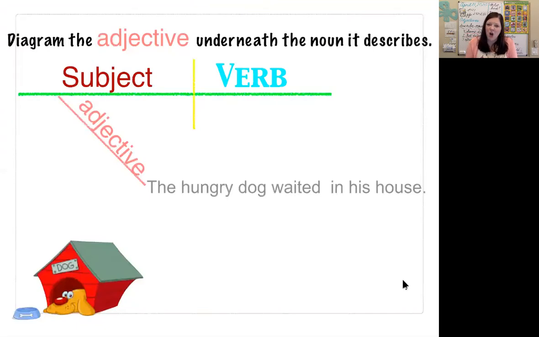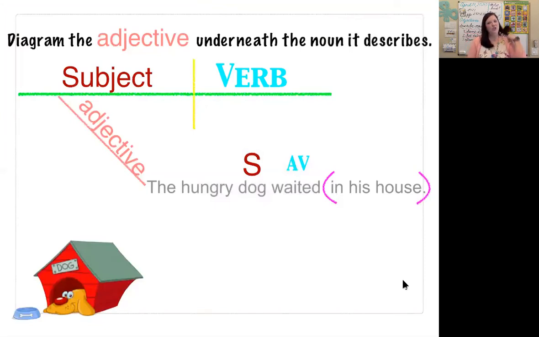The hungry dog waited in his house. Now, we've already talked about prepositional phrases, so I'm going to put those in parentheses. There's our action verb, waited. Who is doing the waiting? The dog. So the dog is the subject of the sentence. He's the star of the sentence. And we could say the dog waited in his house just fine.